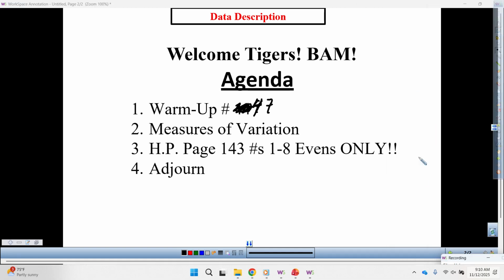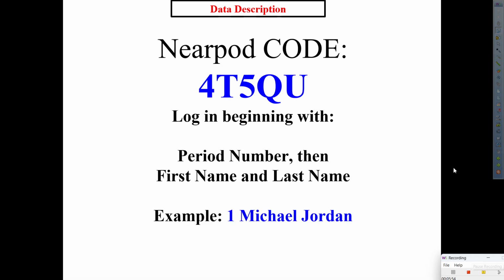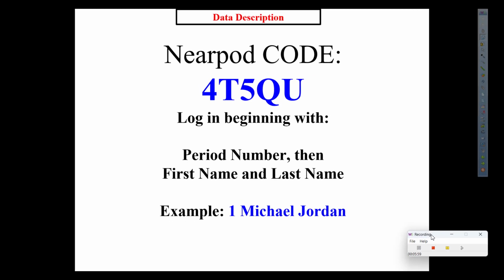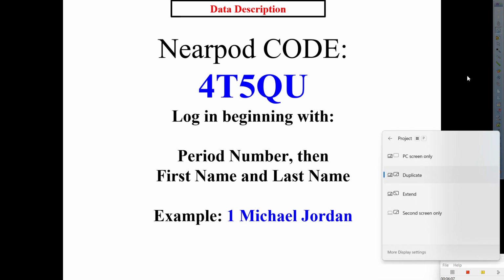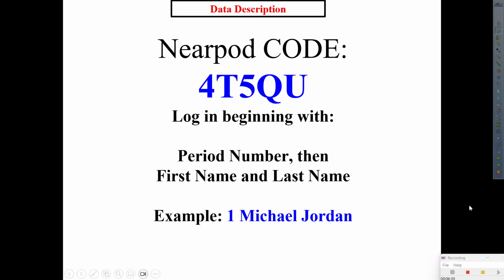Okay? All right. Give me a second. All right. Copy the access code for the home play. Oh, give me a second. It's frozen. Let it go. Let it go. Oh, you guys heard that song? Oh, thank you. Appreciate it. There it is. 4T5QU. Write that down. 4T5QU.